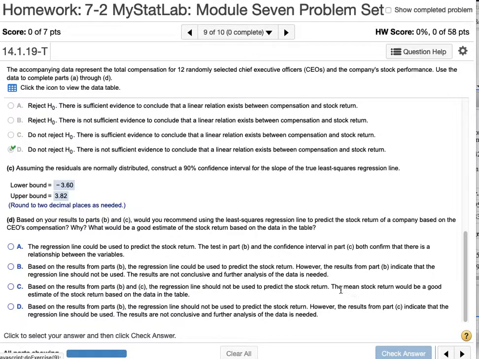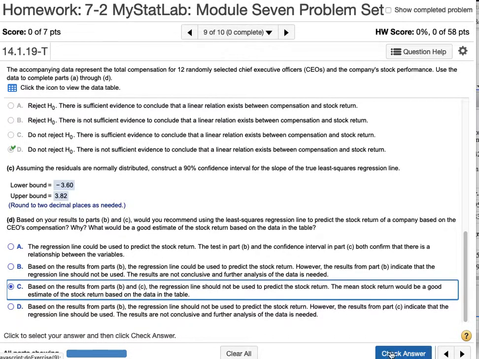Okay, indicate that the line should not be used. The results are not conclusive and further analysis of the data is needed. I think that sounds on track. Not be used, the mean stock return. Oh yeah, the mean stock return would be a good estimate of the stock return based on the data in the table. Yeah, I think that actually would work.